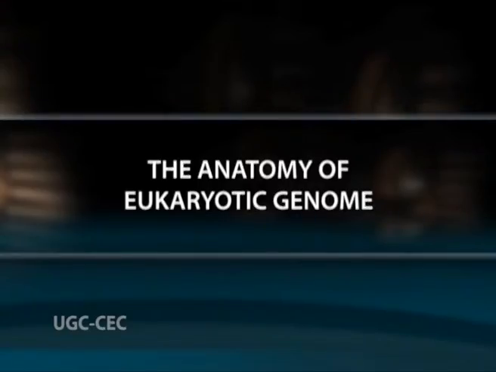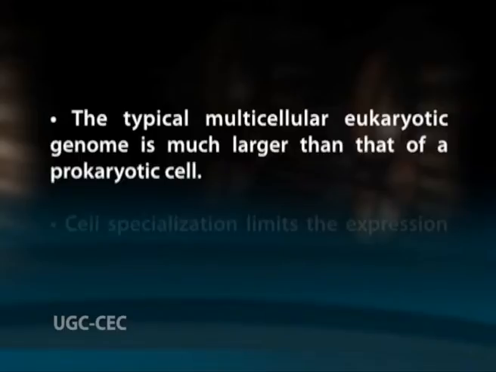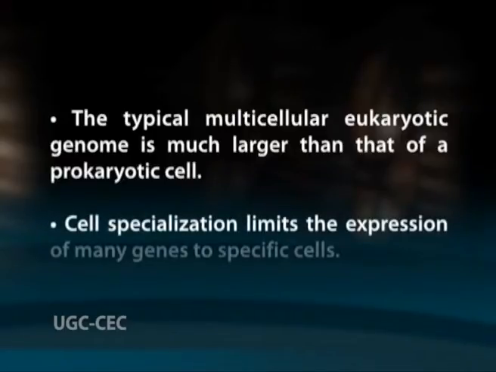The anatomy of eukaryotic genomes. Two features of eukaryotic genomes present a major information processing challenge. First, the typical multicellular eukaryotic genome is much larger than that of a prokaryotic cell. Second, the cell specialization limits the expression of many genes to specific cells. The estimated genes, around 25,000 in the human genome, include an enormous amount of DNA that does not code for RNA or protein, but it is elaborately organized.